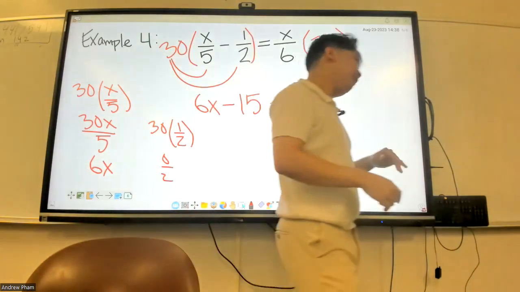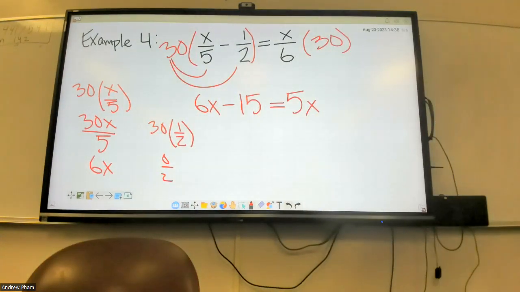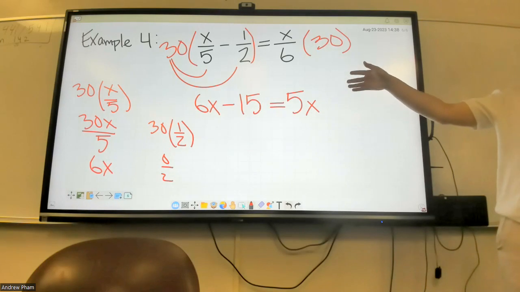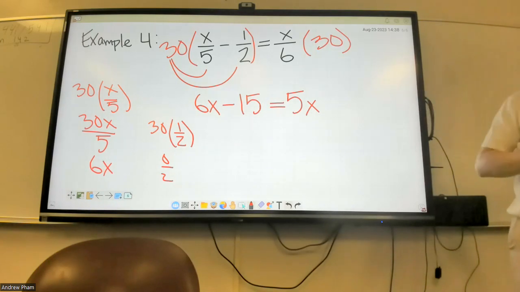So this is my big jump going from that first line to the second line. I multiplied by 30. If you did 60, it just means that all of these numbers would be doubled. It would be 12x minus 30 equal to 10x. I'm going to take a pause here. Any questions about why I chose 30, how I multiply 30, or anything like that?